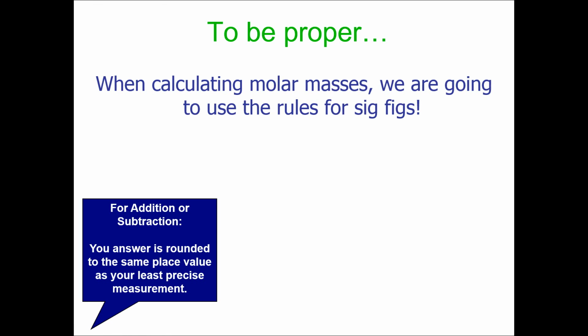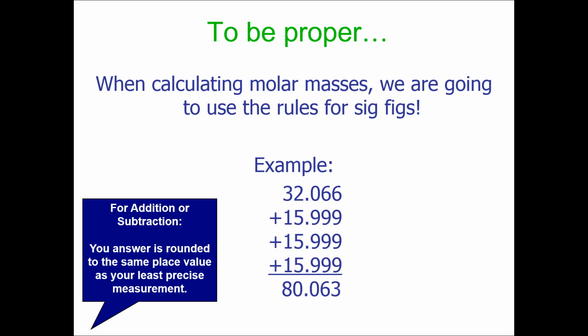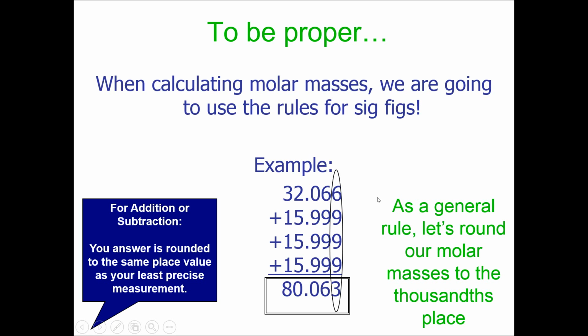All right, so I just talked about how we are supposed to carry out our molar masses. If we're being super proper, remember that the rule for addition and subtraction with significant figures is that your answer is rounded to the same place value as your least precise measurement. Well, lucky for us, most of the measurements on the periodic table are carried out to the thousandths place, so we'll see that they have this column in common. So we're just going to use this quick rule of thumb. As a general rule, let's round all of our molar masses to the thousandths place. This is the tenths, hundredths, and thousandths place. Even though that won't always be the case, let's just go ahead and use that rule.